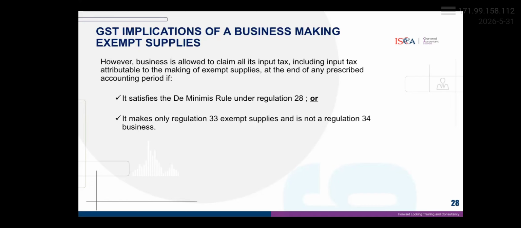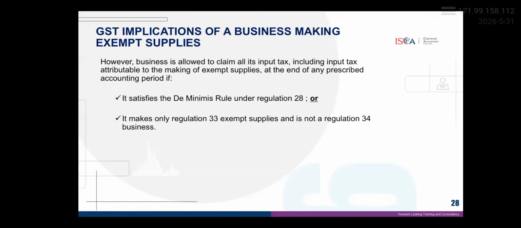Even though the company or the business may be making a little bit of exempt supply, the Inland Revenue allows the business to claim all its input tax, including input tax attributable to the making of exempt supply, at the end of any prescribed period if it satisfies the de minimis rules under Regulation 28, or it makes only Regulation 33 exempt supply and is not a Regulation 34 business.